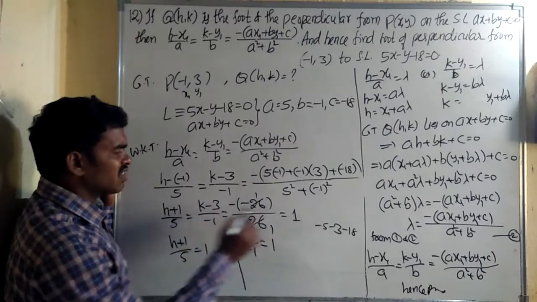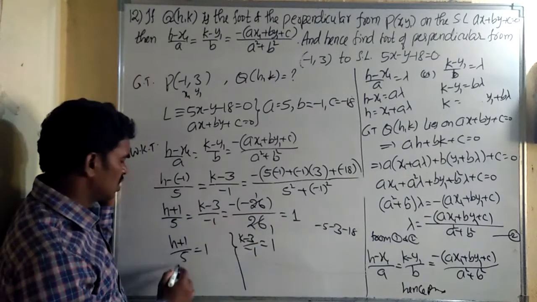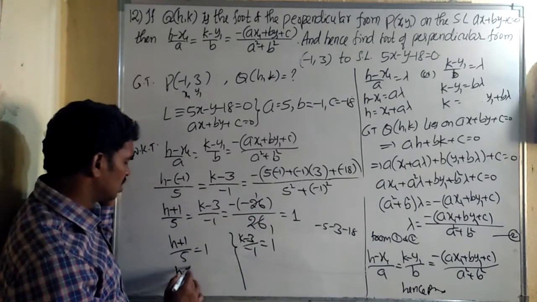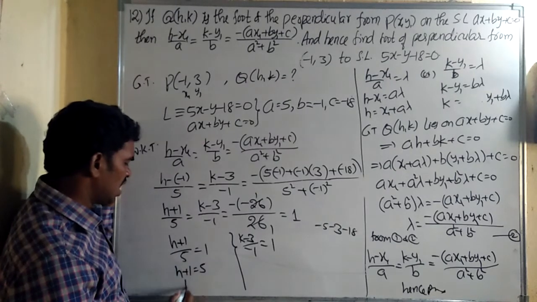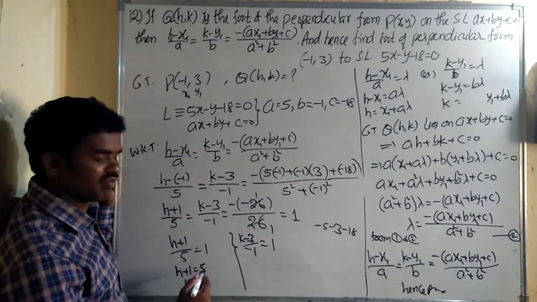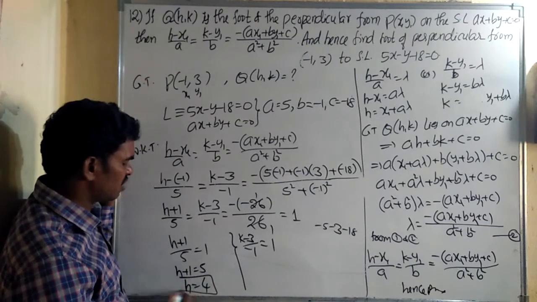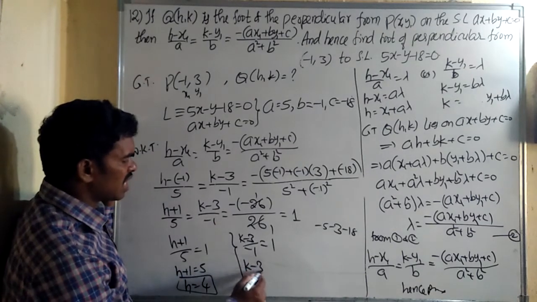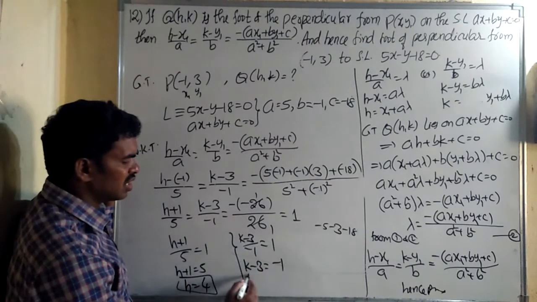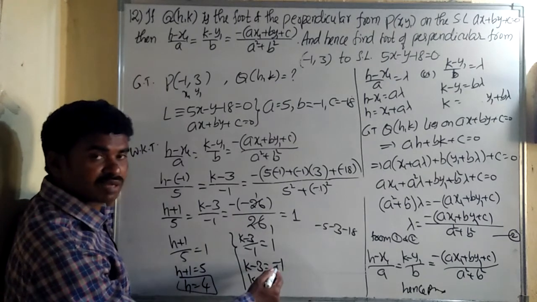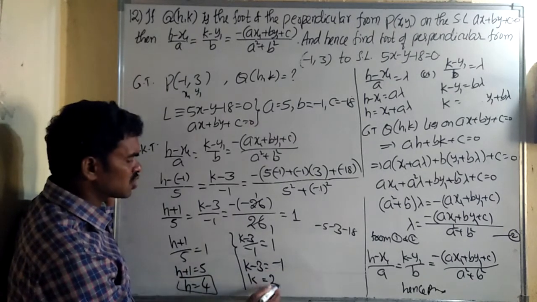So first and last equate, second and last equate. So h plus 1 equal to what? 5 into 1, 5. Then h is equal to 5 minus 1, which is 4. H value is 4. Similarly, k minus 3 equal to minus 1 into 1, minus 1. So k equal to minus 3 on the other side becomes plus 3; 3 minus 1 becomes 2.